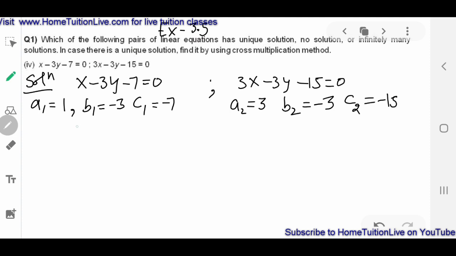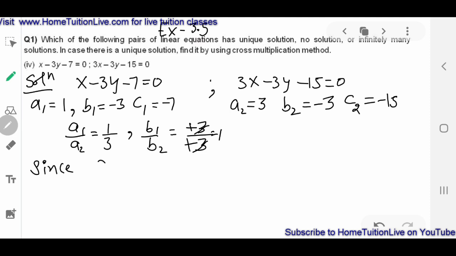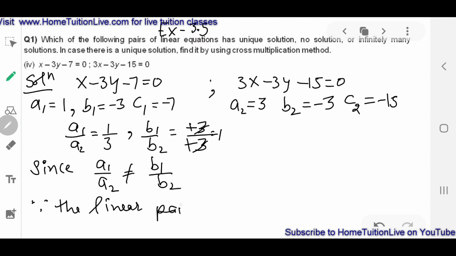Now we will check the ratios. a1 by a2 is 1 by 3, b1 by b2 is minus 3 upon minus 3, that is 1. So from here you can see that since a1 by a2 not equals b1 by b2, therefore the linear pair of equations has a unique solution.